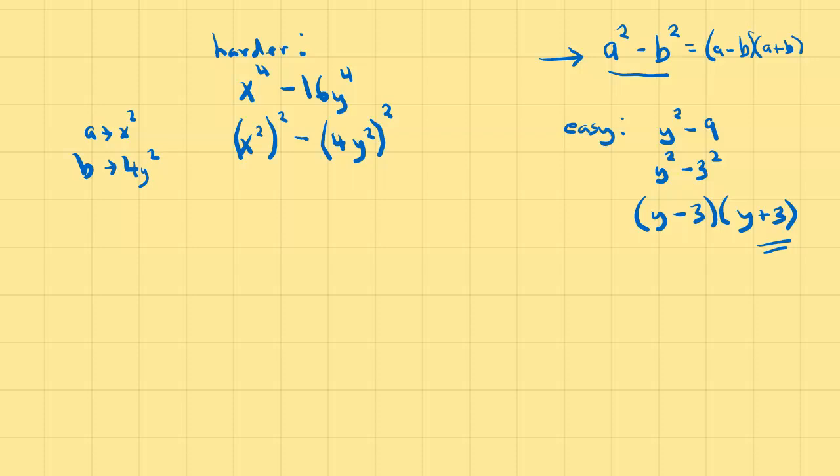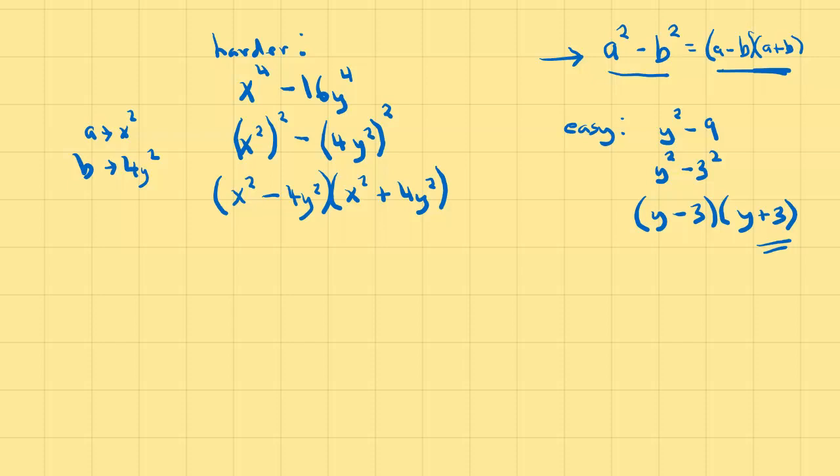So now I'm going to factor this. Okay, so I'm going to use this part of the formula. So that's going to factor a, which is x squared, minus b, which is 4y squared, times a plus b. Okay, so we factored this as a difference of two squares. And that's a really good first step, but we have to also look again to see if we can factor some more. And it turns out that we can.